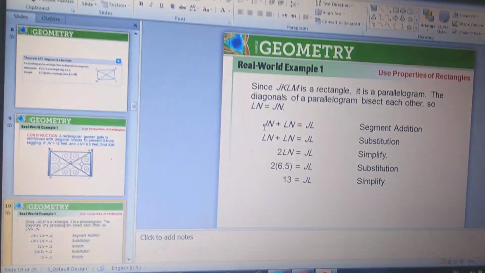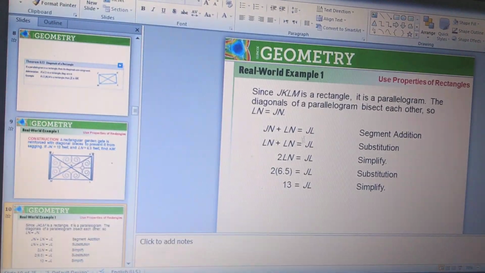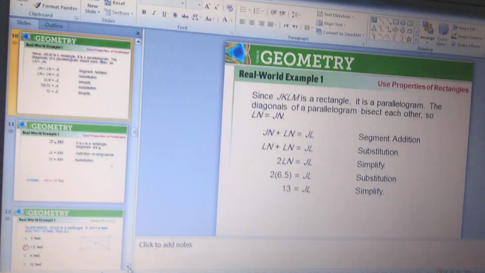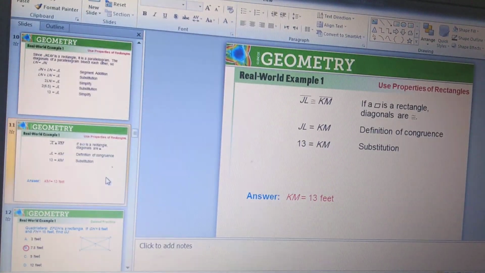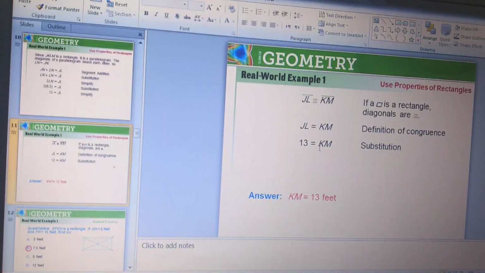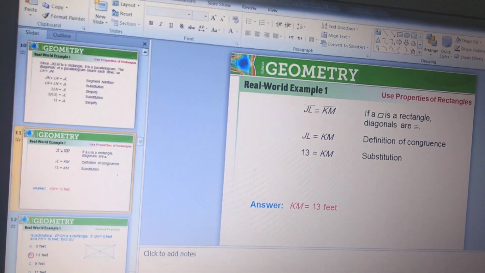He said for you that JN plus LN, the parts of the diagonal, equal JL. Both are 13. But because we have a rectangle, diagonals are congruent. JL equals KM. This means KM equals 13 feet, which is the answer.